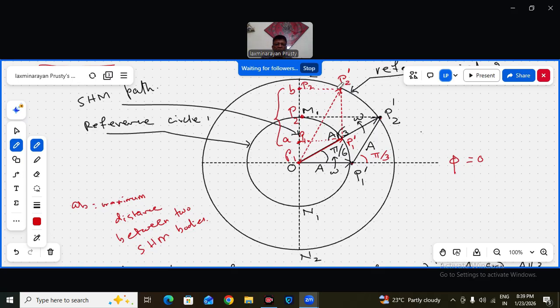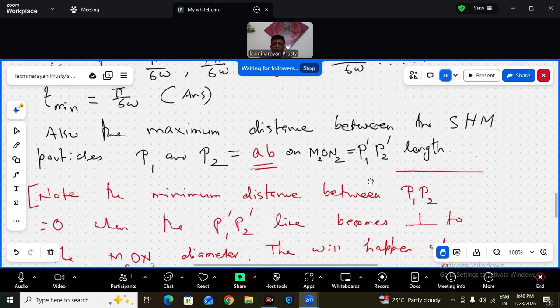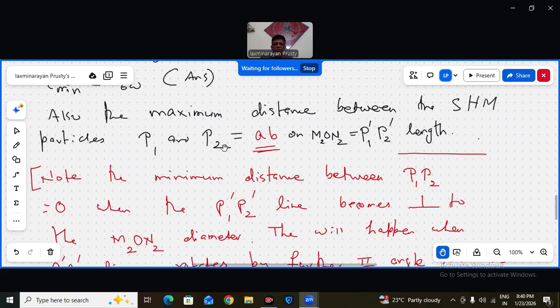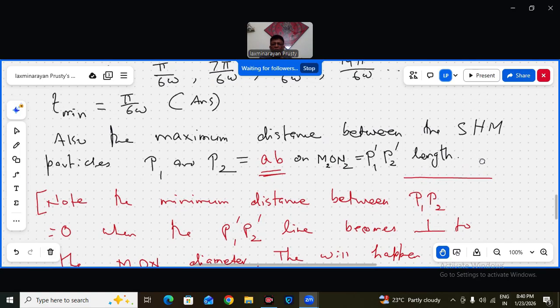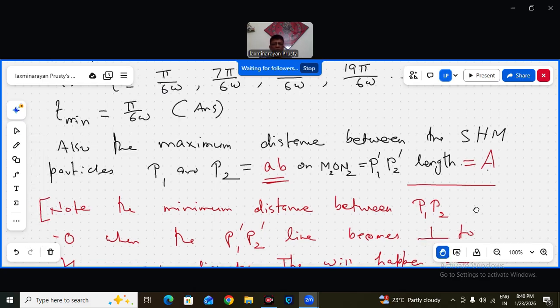And that is simply equal to the length of P1 dash, P2 dash, which is equal to A. So the maximum distance between P1, P2, AB on the M2, N2 line, is equal to the P1, P2 length. So that is equal to how much? लिख देते हैं, that is equal to A, the maximum distance. This will happen at this time, the earliest time. Okay.